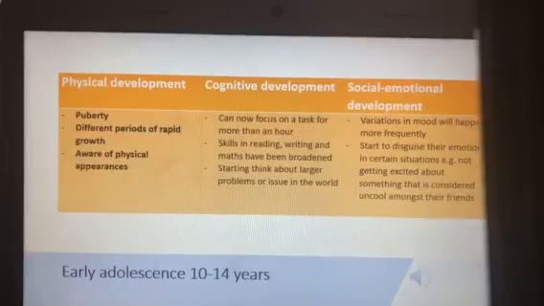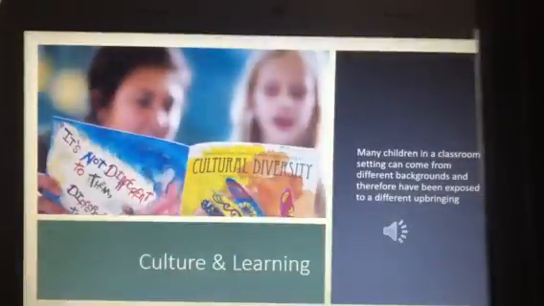They will also start to disguise their emotions in certain situations, for example, not getting excited about something that is considered uncool amongst their friends. It is very important in a child's development to highlight that there are several cultural differences which may affect a child's development and learning.